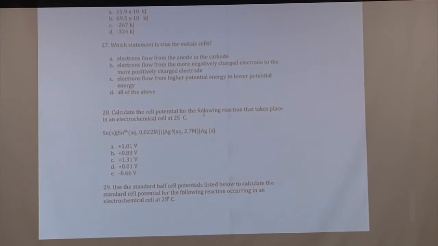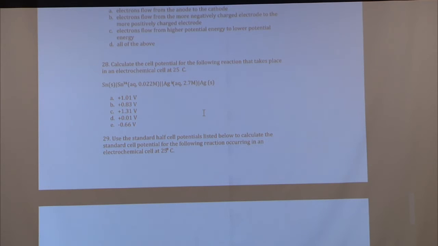Okay, number 28 wants you to calculate the cell potential for the following reaction that takes place in an electrochemical cell at 25 degrees Celsius. They gave you this question in cell notation. So we have Sn solid and Ag solid. Those two would be the metals in that beaker. And then you have Sn2+ and Ag+, and then you have the double lines right here, and those double lines are representing the salt bridge.